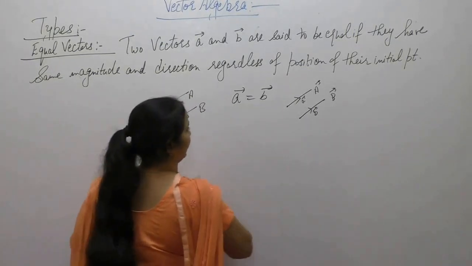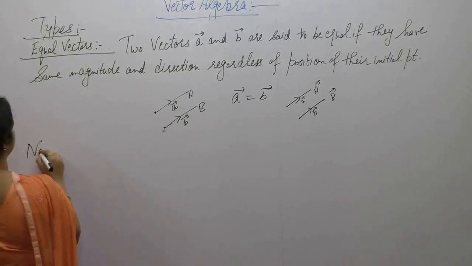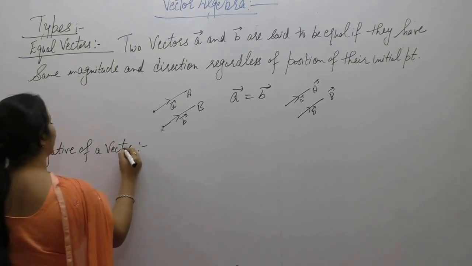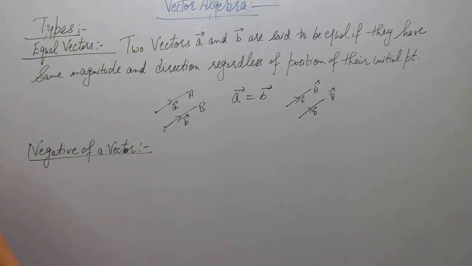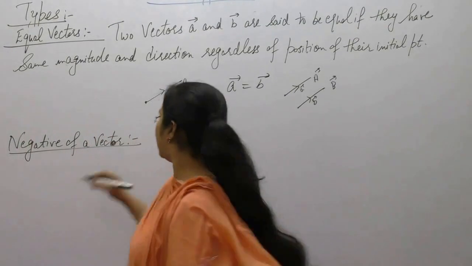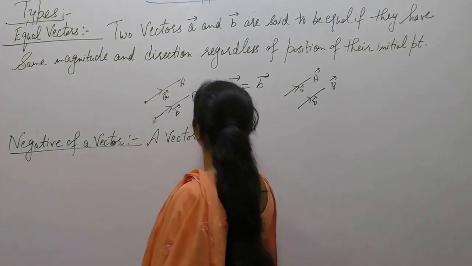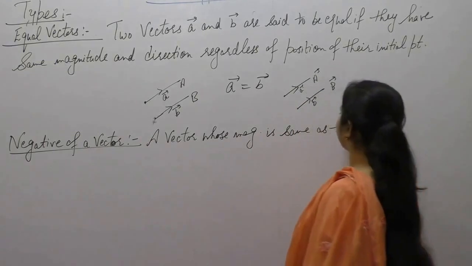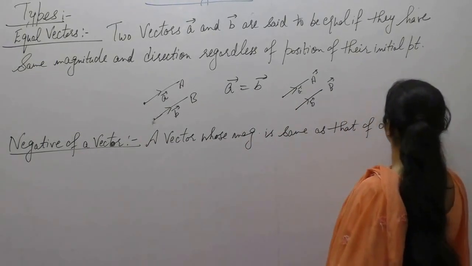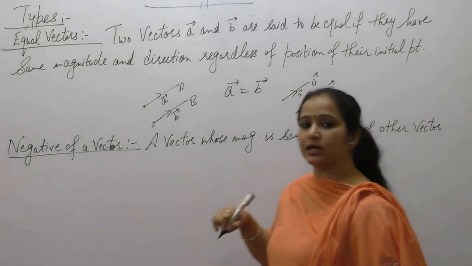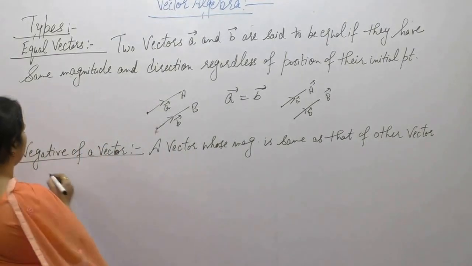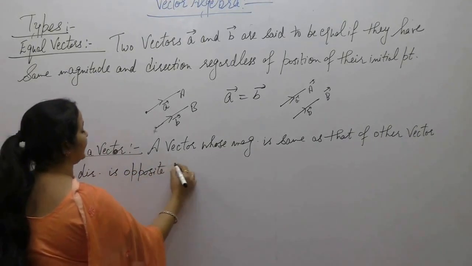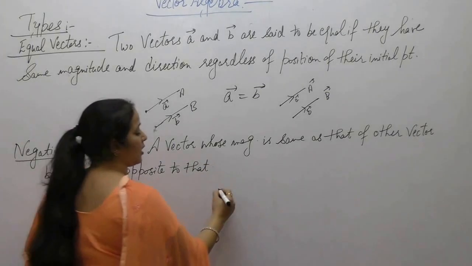Next is negative of a vector. Negative of a vector: a vector whose magnitude is same as that of other vector, but direction is opposite to that of it, then these vectors are called negative vectors.